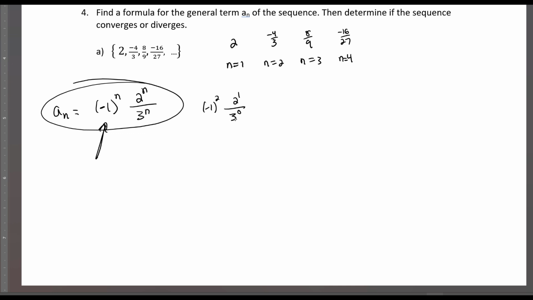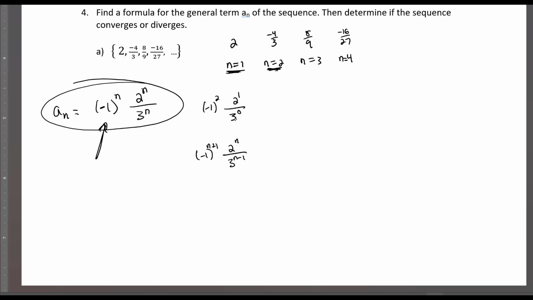And let's think of the relationship here. So when n was 1, the power of the 2 was the n. The power of the 3 was 1 less than the n. And the power on the alternating term was 1 bigger than the n. So maybe what I have is a 2 to the n in the numerator. I have a 3 to the n minus 1 in the denominator, and a -1 to the n plus 1 in the numerator. So let's see if that works for the next term.